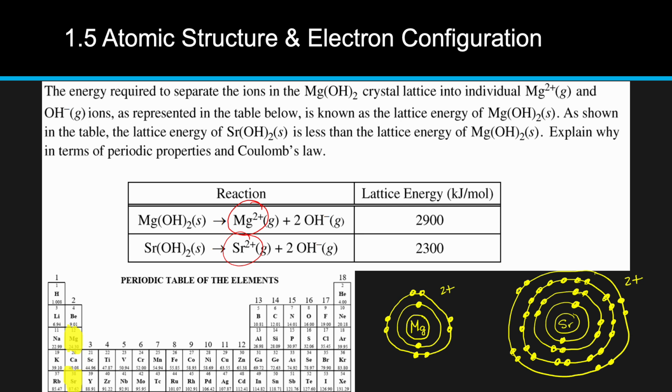Now, the reason I showed you this was to visualize the distance between the positively charged nucleus and the outermost electron. You can see with magnesium, the distance between the two is much smaller than the distance between the outermost electron in strontium and its nucleus. So because the distance is less in magnesium, that Coulombic force between the outermost electron and the positively charged nucleus is a lot stronger than that in strontium.